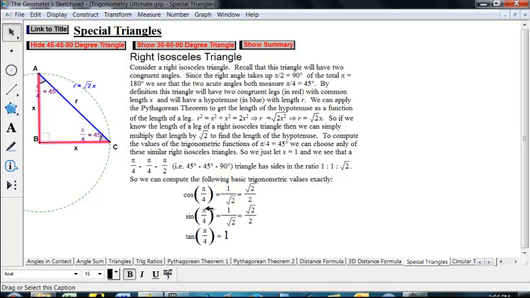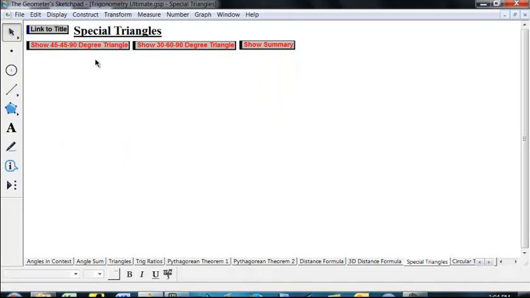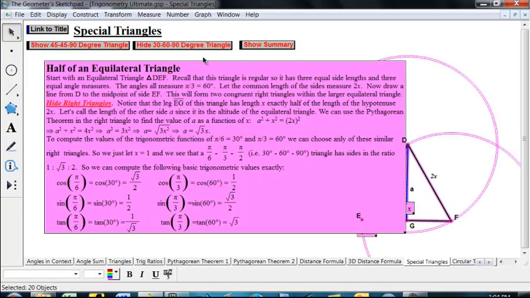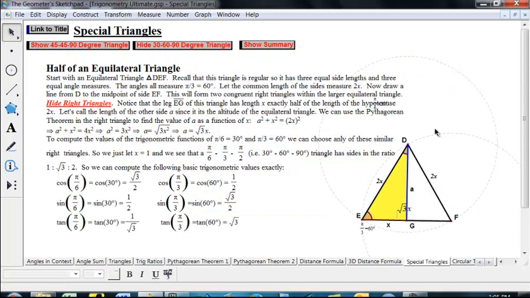These we can know exactly what they are, even though the cosine and sine are irrational numbers. We can see what that is. So that comes from a right isosceles triangle, a 45 degree, 45 degree, 90 degree triangle. The next thing I'm going to look at is, start with an equilateral triangle.